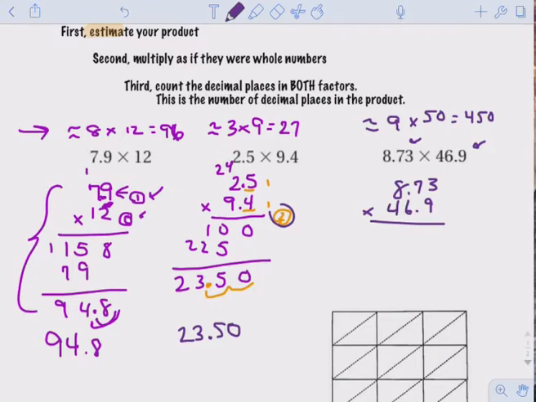All right, so we have 8.73 times 46.9. We do our multiplication. 9 times 3 is 27. Carry the 2. 9 times 7 is 63, plus 2 is 65. 9 times 8 is 72, plus 6 is 78. 6 times 3 is 18. 6 times 7 is 42, plus 1 is 43. 6 times 8 is 48, plus 4 is 52. 4 times 3 is 12, carry the 1. 4 times 7 is 28, plus 1 is 29, carry the 2. 4 times 8 is 32, plus 2 is 34.